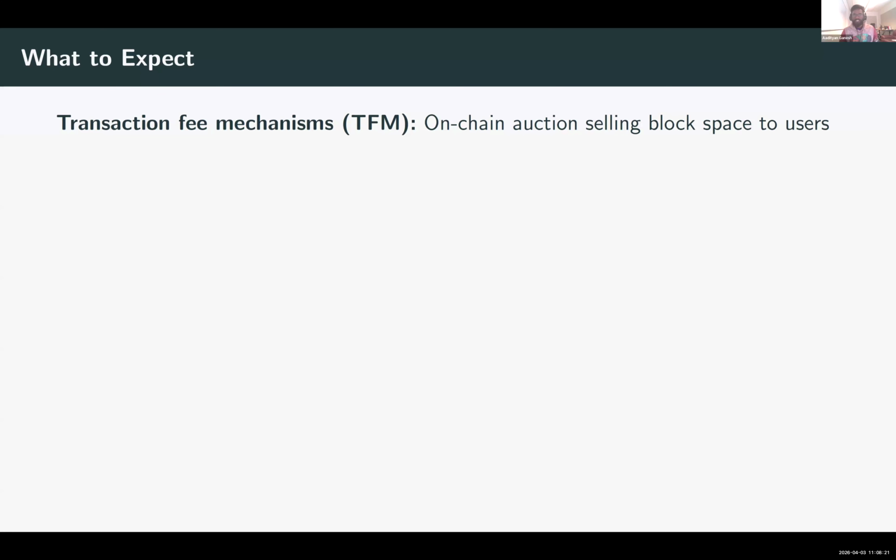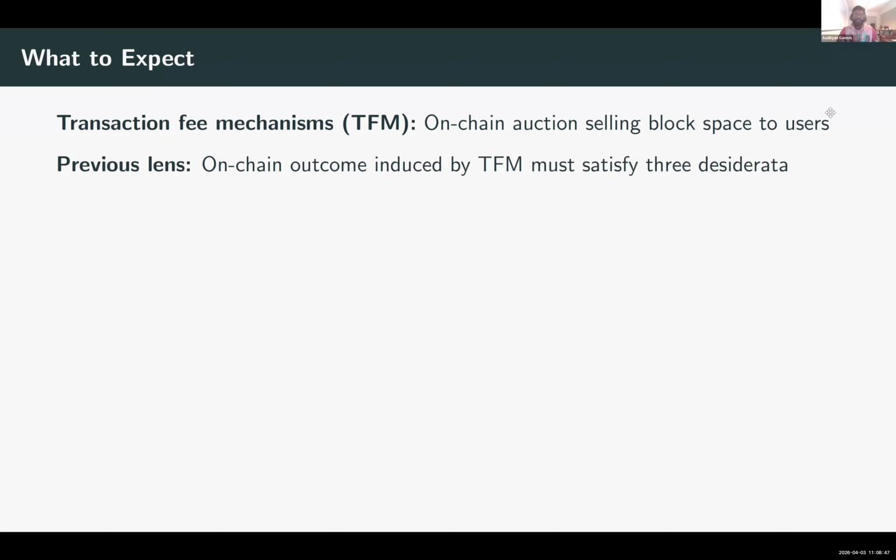At a high level, TFMs are basically the way through which miners can monetize space on their block, from users who want to push transactions onto this block. Technically, the space on the block belongs to the miner, and the miner is not going to do block building out of charity. So transaction fee mechanisms are exactly how the miner gets compensated for letting users send their transactions into the block. The prior lens before our paper on transaction fees is the following.